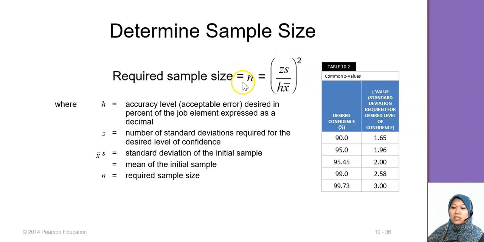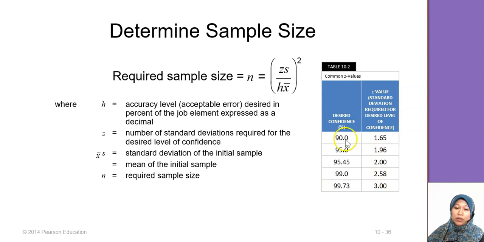Berapa banyak observation that you need to do. Not just simply, oh, saya suka buat 5. No, it is based on certain information. So you need Z. Z is the number of standard deviations for the desired level of confidence. Usually Z is from the percentage that they give, so we need to convert. So these are the normal values for Z.